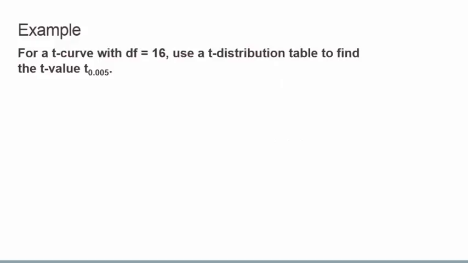Example. For a t-curve with degrees of freedom 16, use a t-distribution table to find the t-value t.005. First, we want to begin with just learning how to use the table for the t-distribution. When we have the notation of t.005, what they're giving us is t sub alpha, where alpha is the area to the right of t. So they have given us an area of 0.005.